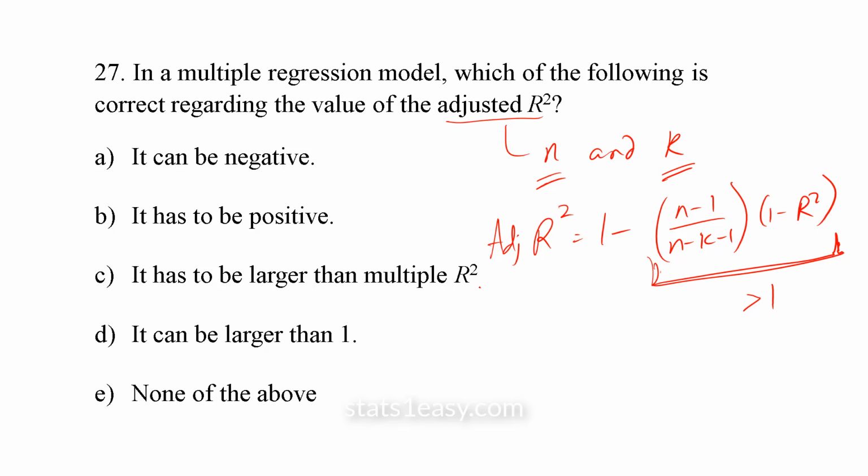It has to be larger than multiple R squared? No, most of the time, adjusted R squared is less than R squared. It can be larger than 1? Not usually, but it can be negative. So the answer is A.